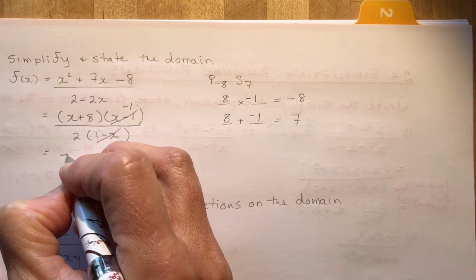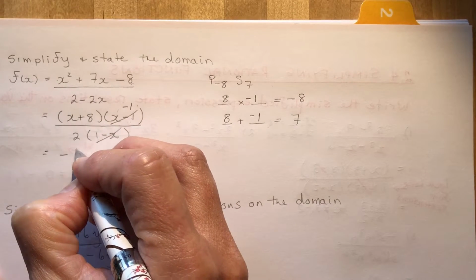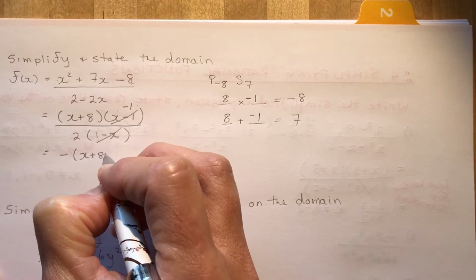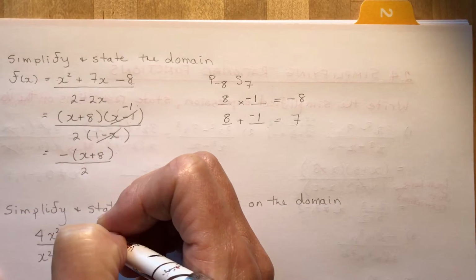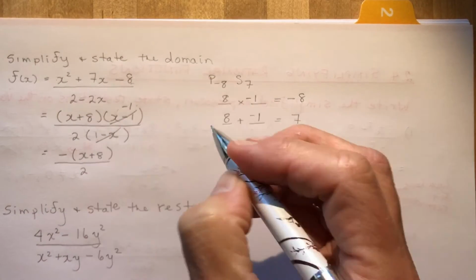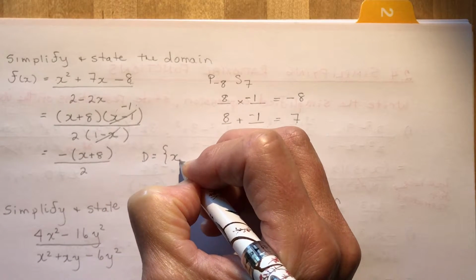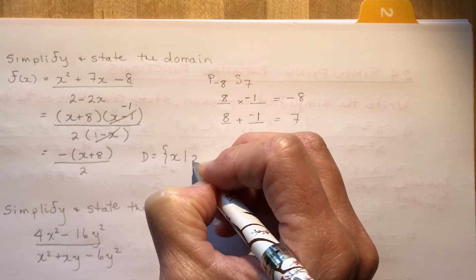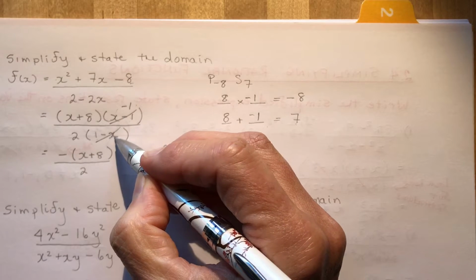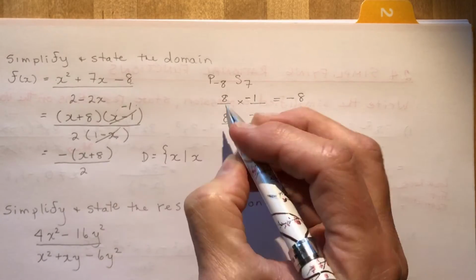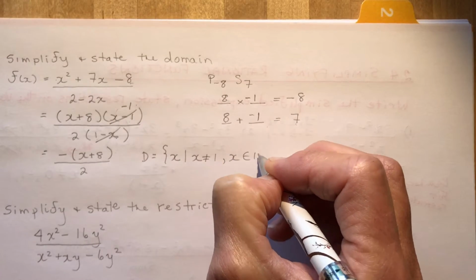And I have minus. Now, if you're going to leave this in brackets, you would write minus bracket x plus 8, or you could say minus x minus 8 without the brackets, over 2. And the question again is, what is the domain? Okay, so we'll say the domain is the set of all x's such that x, what can x not be equal to here? So you look here, what makes this bracket 0? x is not equal to 1, and x can be an element of real numbers.